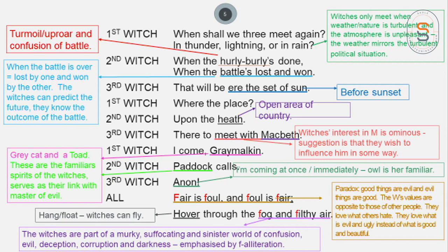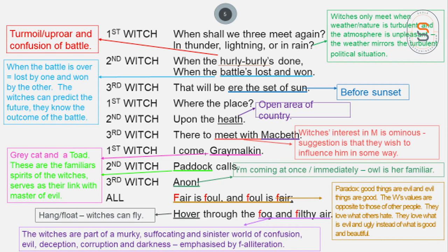And that will be ere the set of sun, before sunset, where the place upon the heath, there to meet with Macbeth. So the witches' interest in Macbeth is ominous. Ominous meaning something bad is going to happen. So this is a suggestion that they wish to influence him in some way. And then they end this extract with fair is foul and foul is fair. So good things are evil and evil things are good.